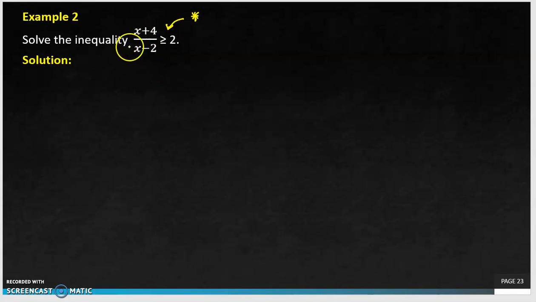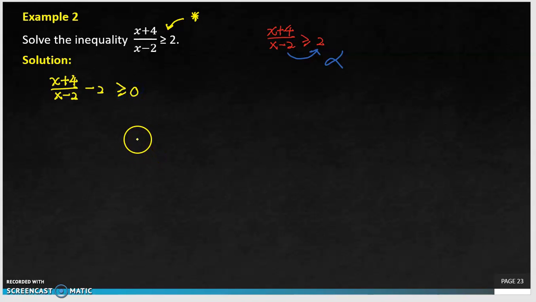Here, first you have to remember, never multiply the denominator to the right hand side. Never multiply this denominator to the right hand side. This is wrong. So what we have to do is move 2 to the left hand side. It becomes (x plus 4) over (x minus 2) minus 2 is greater or equals to 0.